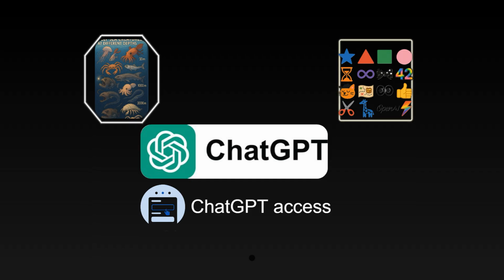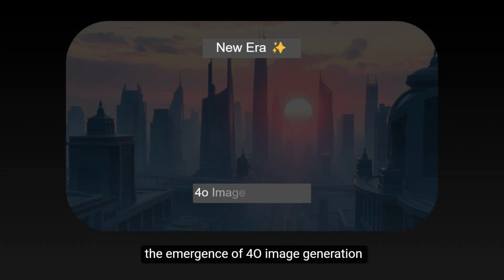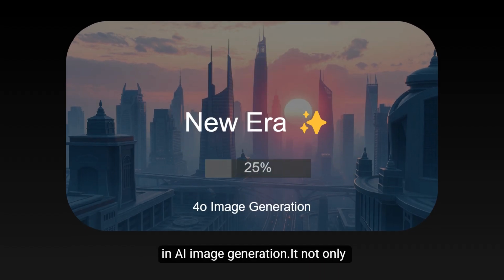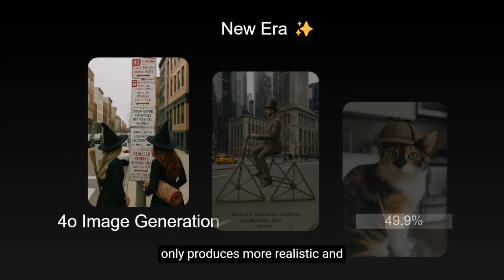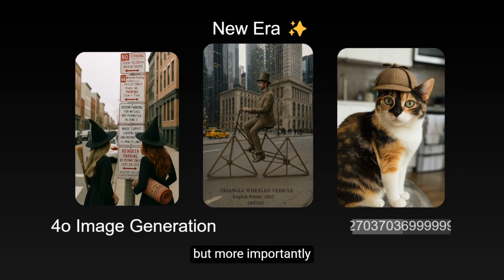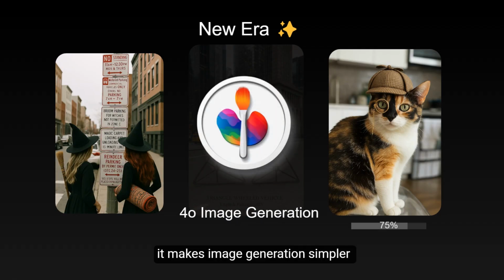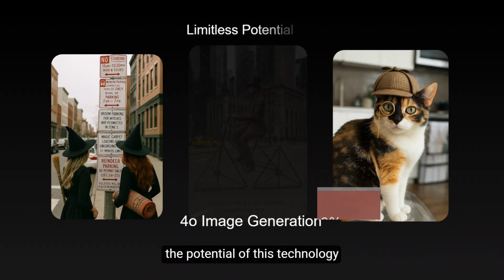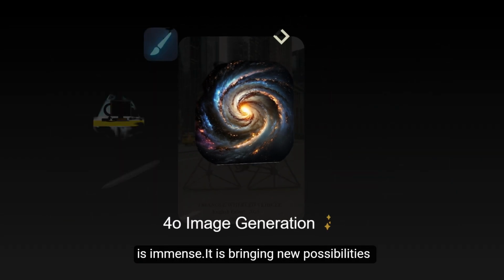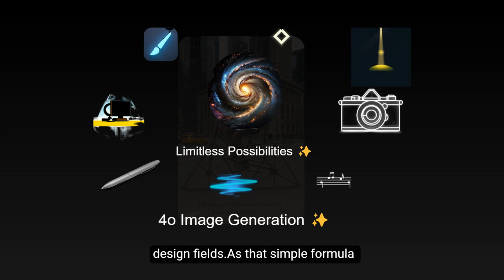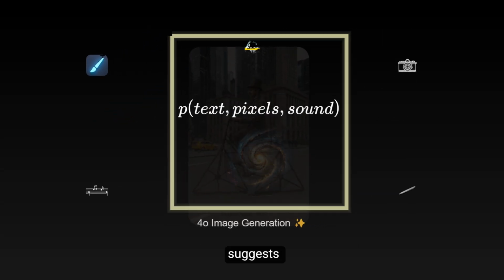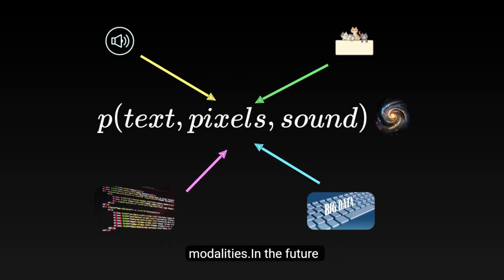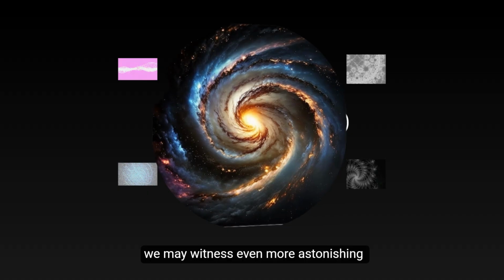Overall, the emergence of 4o image generation technology marks a new phase in AI image generation. It not only produces more realistic and precise images, but more importantly, it makes image generation simpler and more intuitive. Although there are still areas for improvement, the potential of this technology is immense. It is bringing new possibilities to the creative and design fields. As that simple formula suggests, this may just be the beginning of AI unifying various information modalities. In the future, we may witness even more astonishing breakthroughs, and all of this starts from a simple idea.